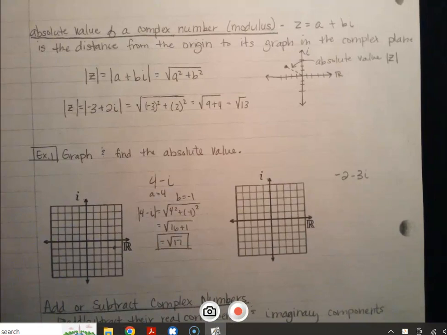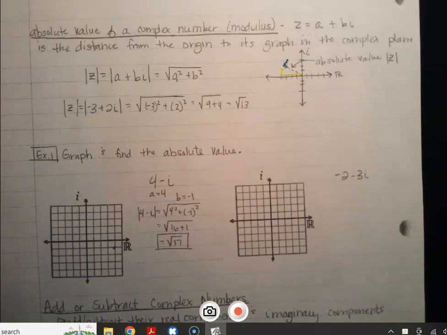Okay, so the absolute value of a complex number, or modulus, z equals a plus bi still. The absolute value is the distance from the origin to its graph in the complex plane. If we look at this, we graphed this point: we came over 3 and went up 2i.